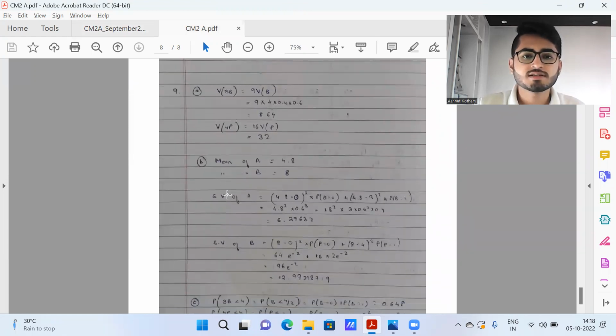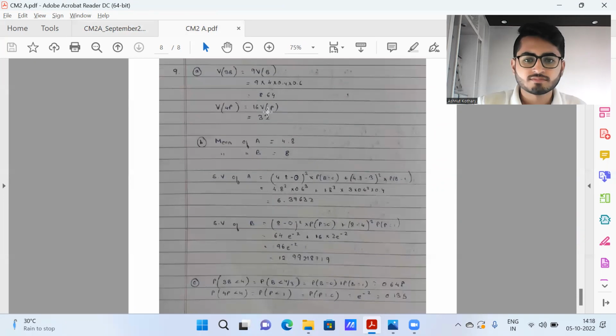These are the workings. Again, some of the students did make silly errors while calculating the semi-variance. And then finally, what we have is the shortfall probability, which is coming out to be roughly 0.648. And for the second one, it's coming out to be 0.135. So these are the indicative solutions.